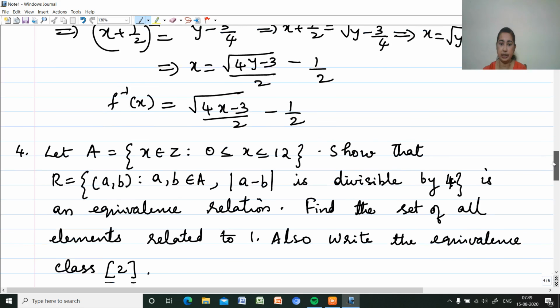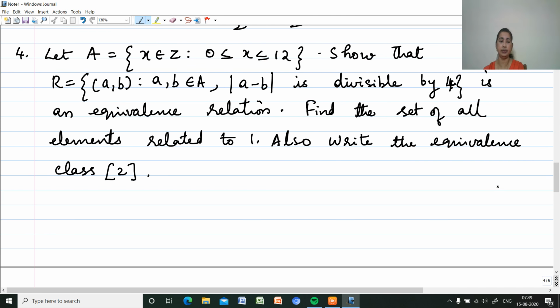Now moving on to the next one. The next question is: let A be the set of x element of Z such that 0 less than or equal to x less than or equal to 1 by 2. Show that R, the set of ordered pairs (a, b) such that a, b element of A, mod a minus b is divisible by 4, is an equivalence relation. That's the relation given here. Find the set of all elements related to 1. Also write the equivalence class.